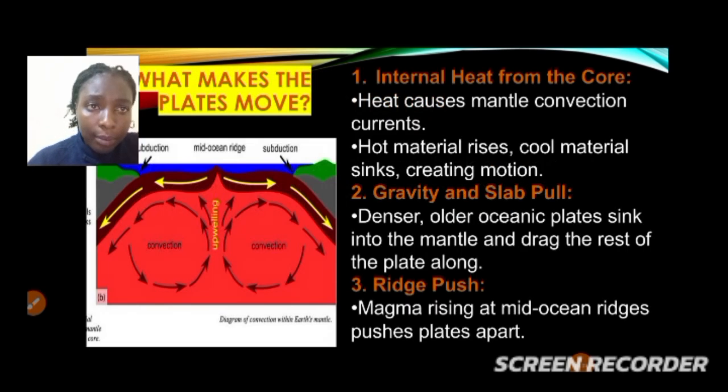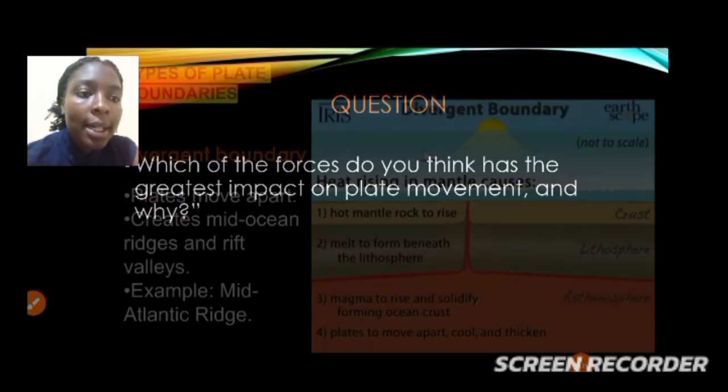Okay, for me, I consider the internal heat from the core, where the hotter materials go up while the cooler ones sink, creating a motion. Or we talk of the ridge push of the magma rising at the mid-oceanic ridge which pulls apart. This can make a great impact on the movements of plates.